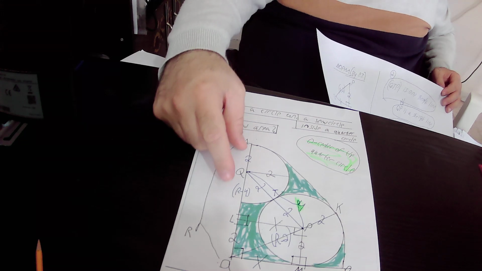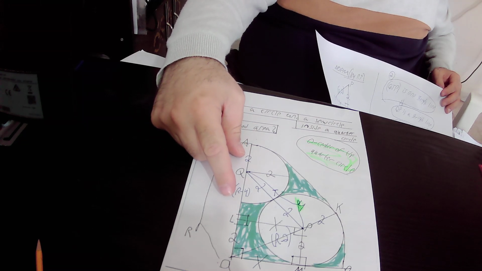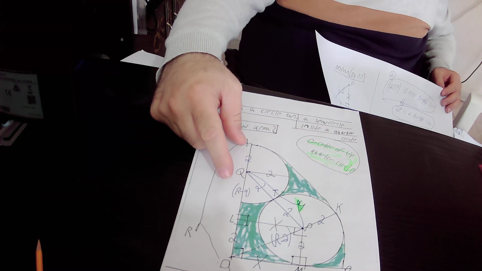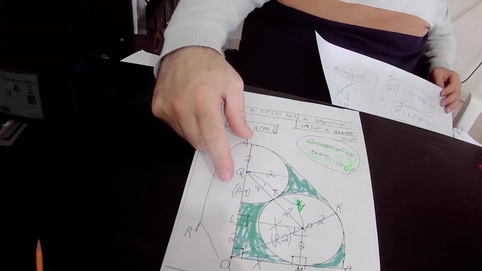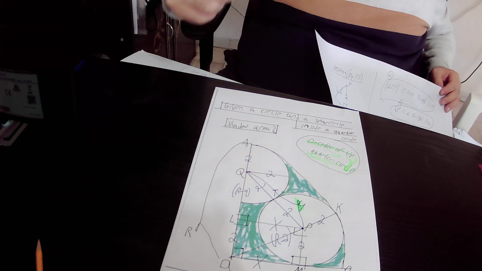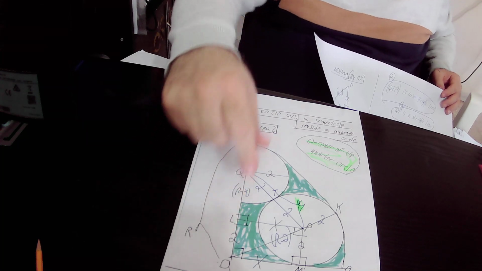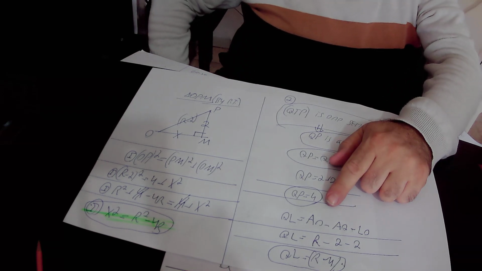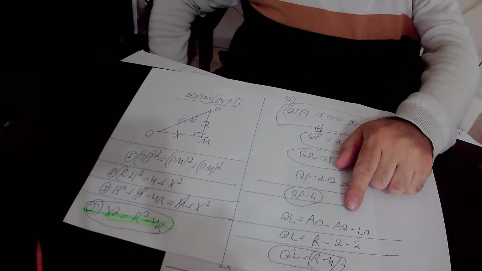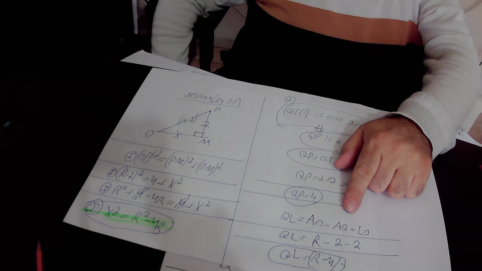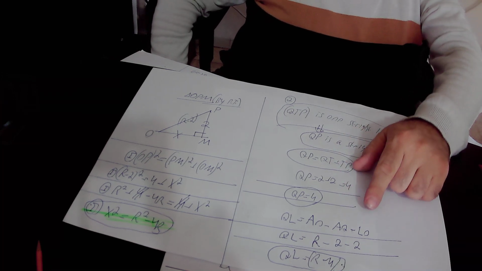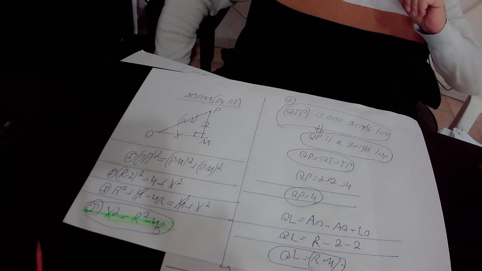And what is the length of QL? The length of line segment QL, it is very easy to see from the drawing that QL equals AO, that is the radius of the quarter circle, minus AQ, that is the radius of the semicircle, minus LO, that is equal to 2 units. Okay?